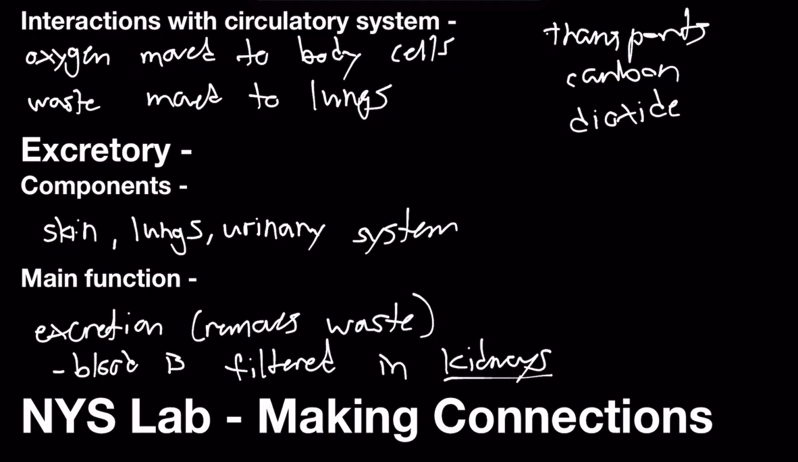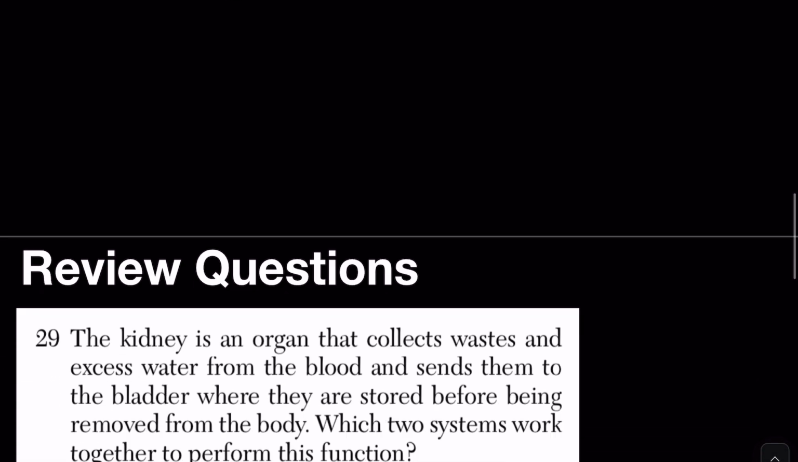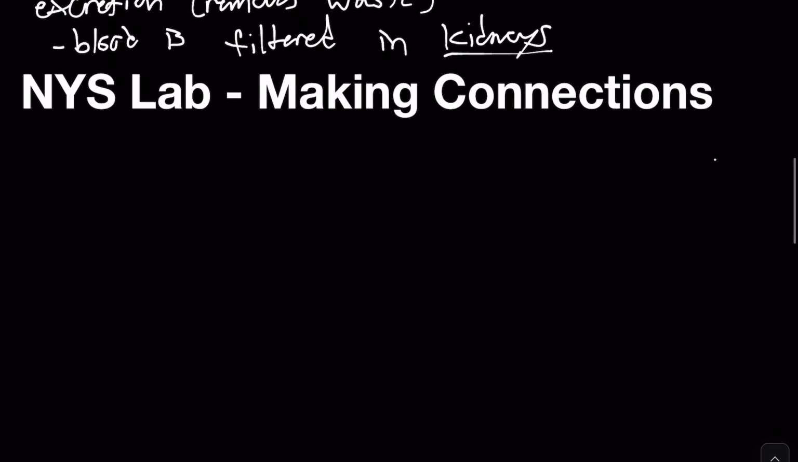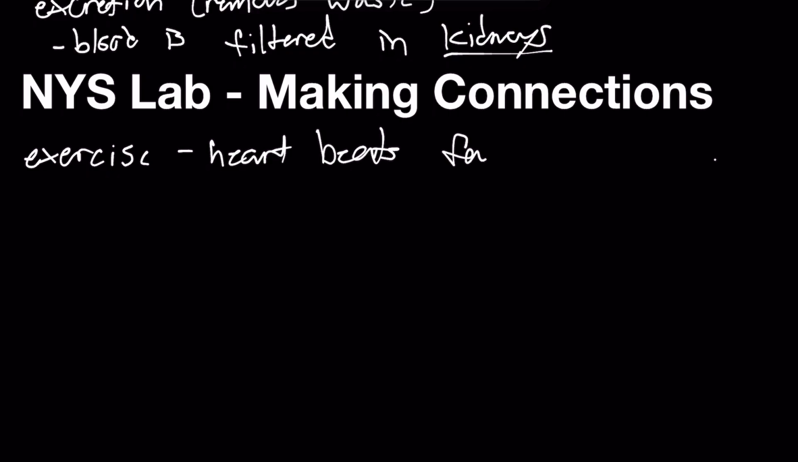And now the last thing for this video is the New York State Making Connections Lab, which is one of the 4 labs that you need to know for this. And this lab is centered around exercise. So what you want to know is that when you exercise, as you probably know from common sense, your heart beats faster. And the reason this happens is that your blood is moving faster, which allows your body to transport nutrients like oxygen and glucose to your cells faster. So this is necessary because your body needs these nutrients for cell respiration, which makes ATP. So when you transport them faster, you can conduct more cell respiration and make more ATP.